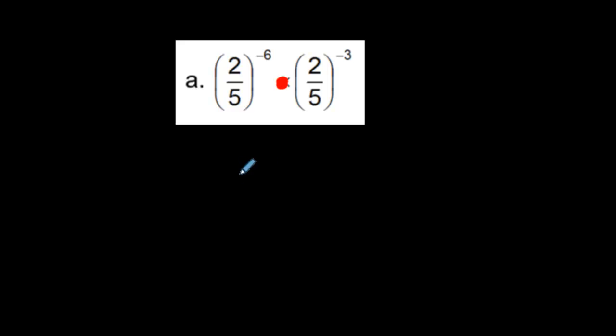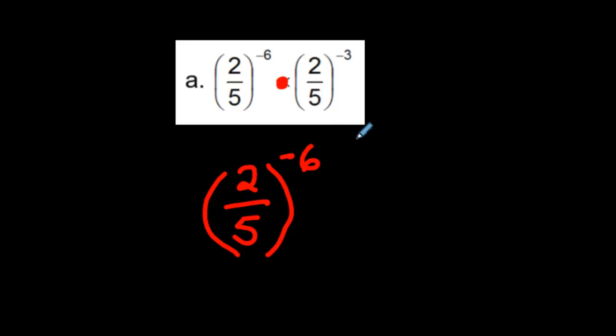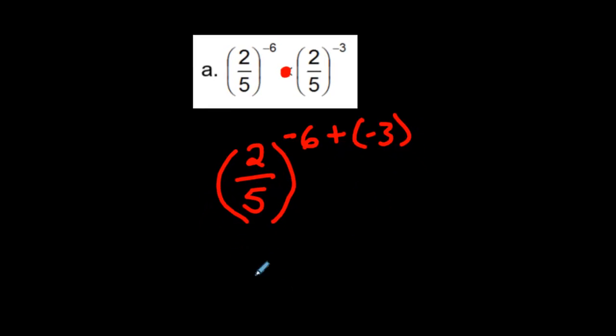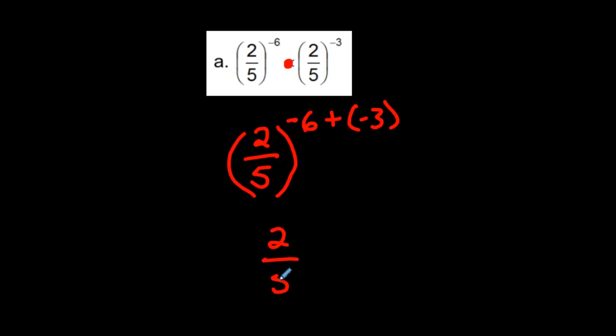So we have 2/5, and remember, because the base is the same, all we have to do is add these exponents. So it's like saying -6 plus -3. So the final answer is going to be whatever -6 plus -3 is, which is -9.